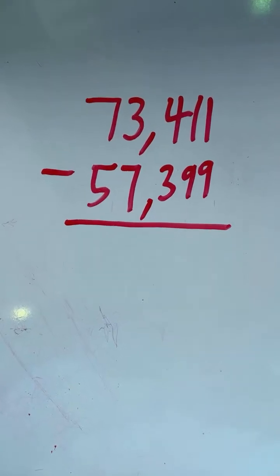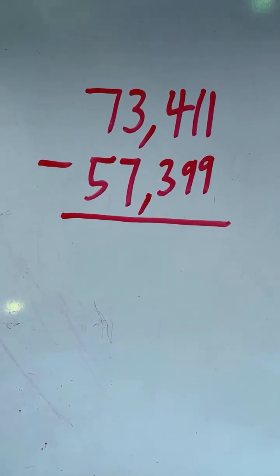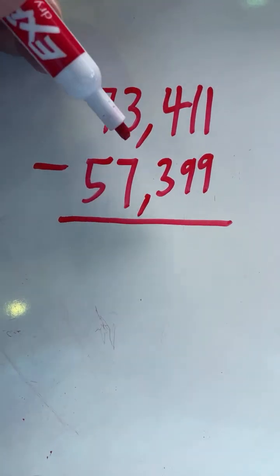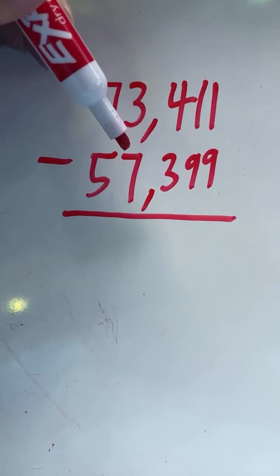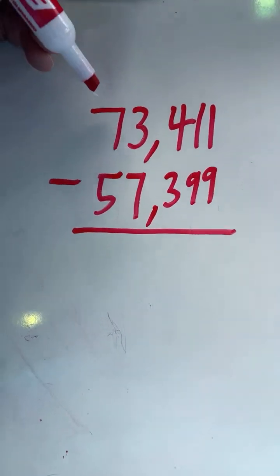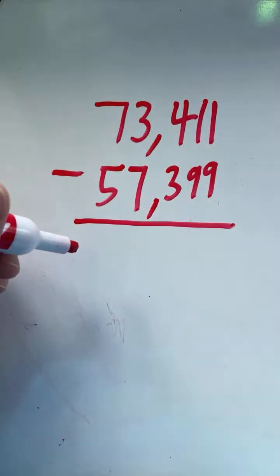So, before we do any subtraction, we regroup. Or we at least check if regrouping is needed. So here we're going to need to regroup in the thousands place, we're going to need to regroup in the tens place, and we're going to need to regroup in the ones place. So we regroup from left to right, and then we subtract from right to left.